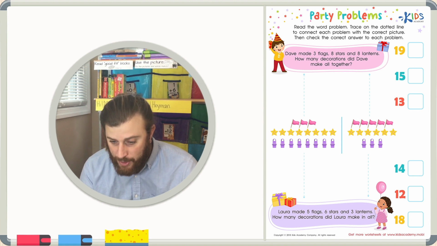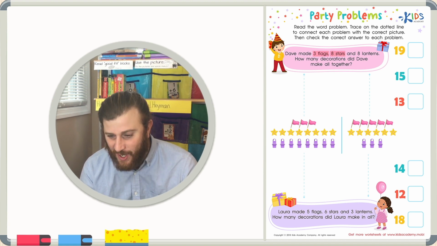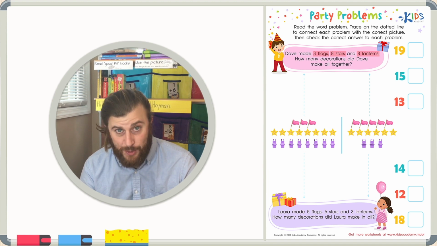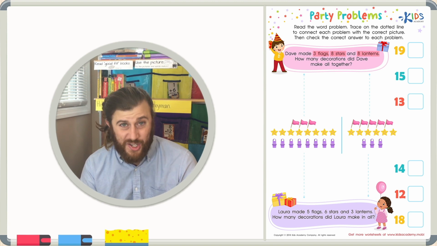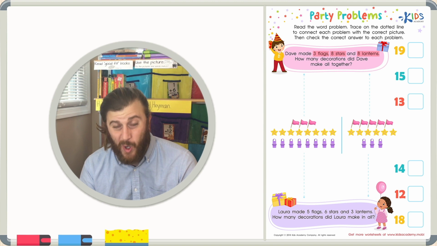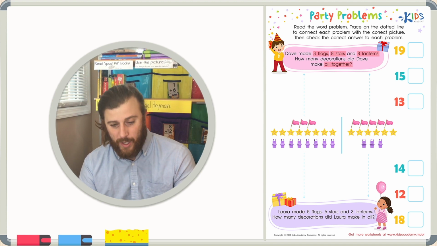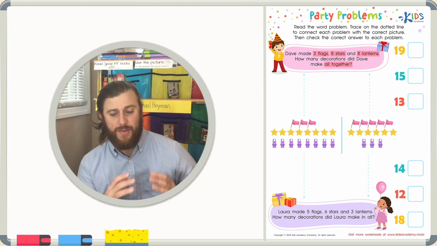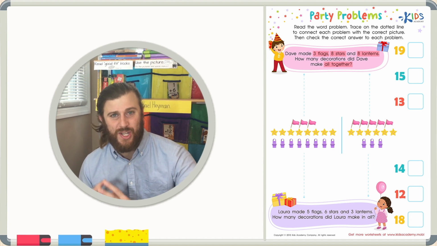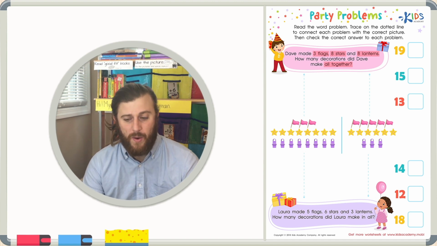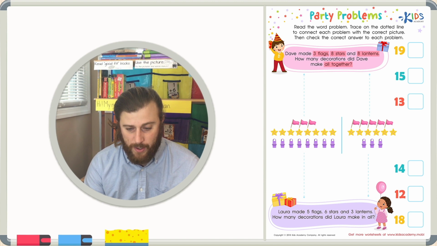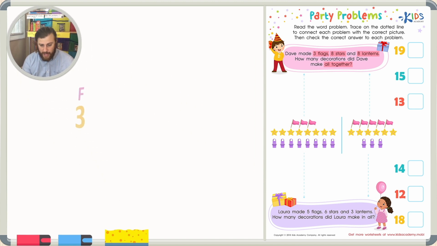Dave made 3 flags, 8 stars, and 8 lanterns. How many decorations did Dave make all together? Okay, so we have that he made 3 flags, 8 stars, and 8 lanterns. We want to know how many he made all together. So let's find the picture first that matches this.